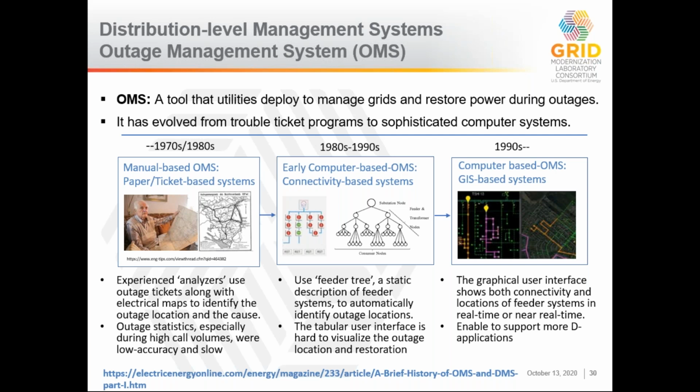The early versions of when we moved into computer-based OMS were essentially used to improve outage prediction accuracy, to find the locations better and actually restore the system better. Initially, they were using a feeder tree, which is generally a static description of how they thought the system was connected down from the substation node out to the feeder, the transformers, and out to the customer nodes. It was the connectivity-based system used a database to represent those electrical parts or electrical relationships of the distribution system, and then essentially produced a table where it would tell you where the outage location was and where somebody needed to go fix it.